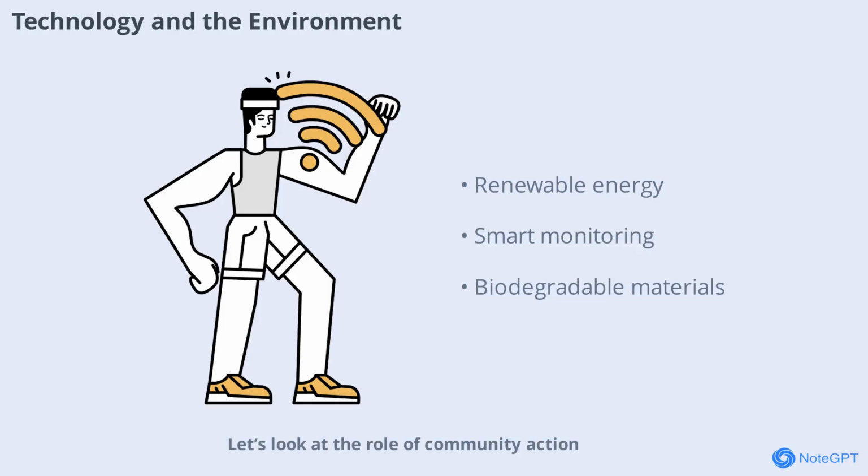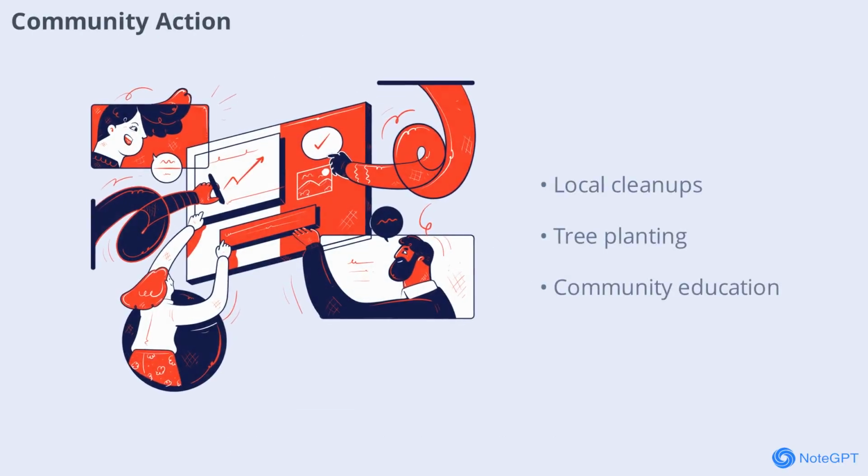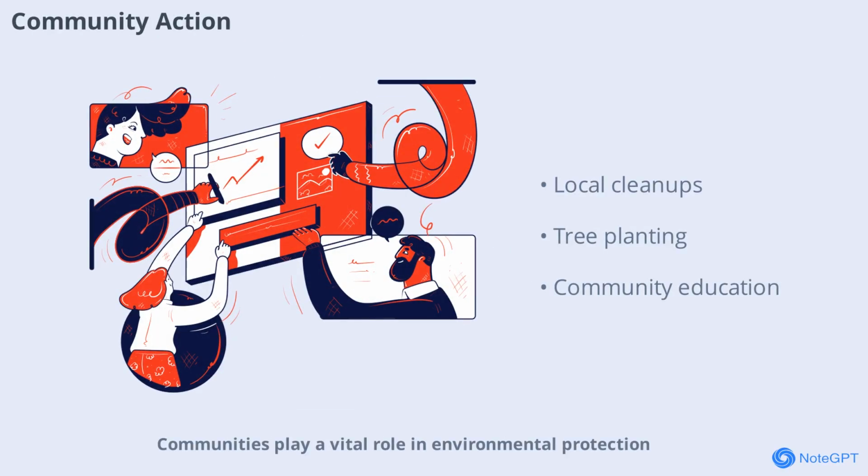Let's look at the role of community action. Communities play a vital role in environmental protection. Local groups organize cleanups, plant trees, and educate neighbors about sustainability. Community action can influence policy and inspire others to get involved. Working together, people can make a big difference in reducing pollution and protecting natural resources.